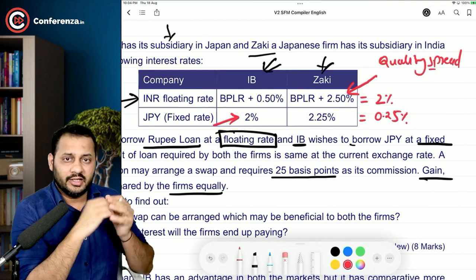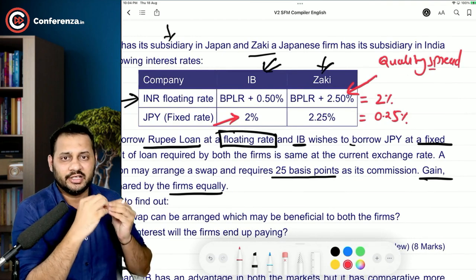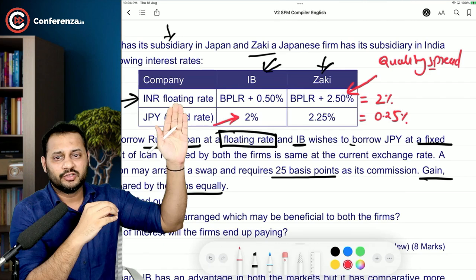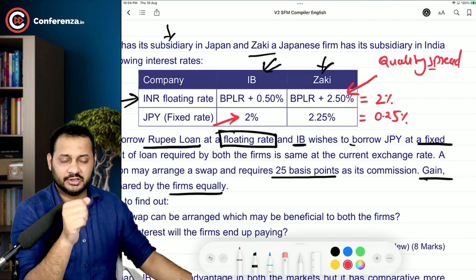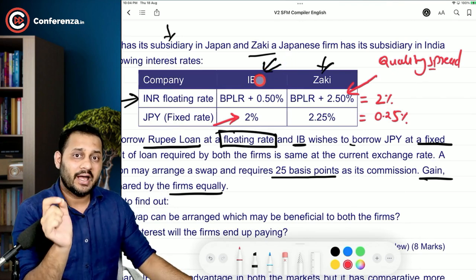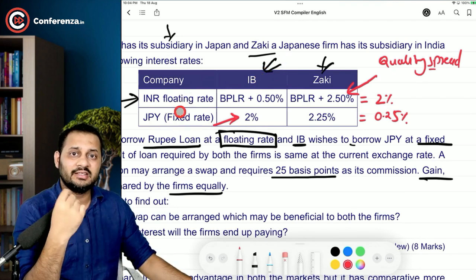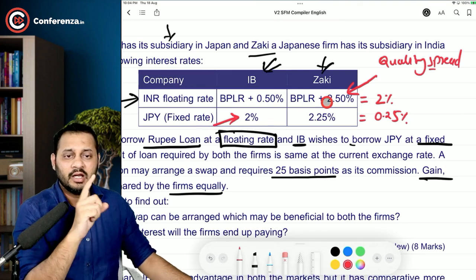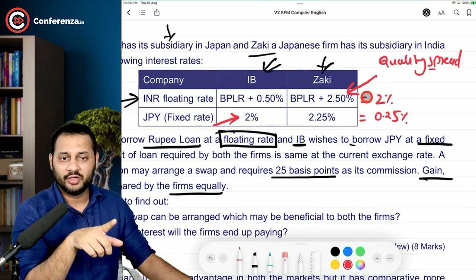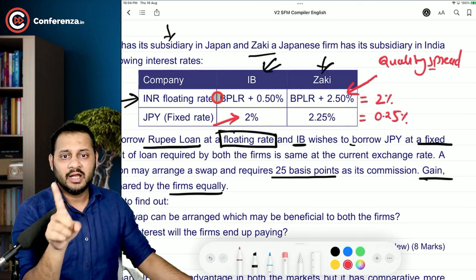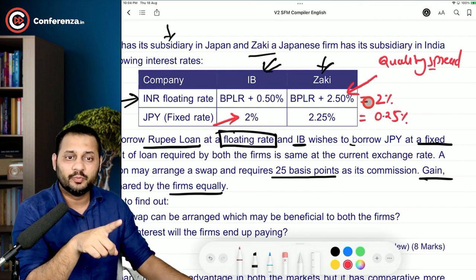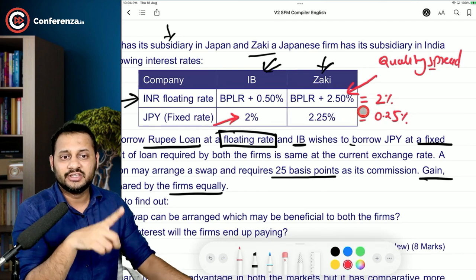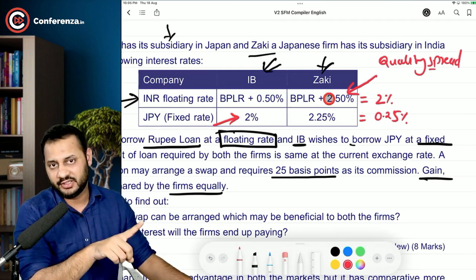Now, let me tell you one thing. IB is enjoying the advantage in both floating rate and fixed rate. This is called absolute advantage. But IB has a comparative advantage in floating rate rather than fixed rate. How come? IB has more advantage in floating as compared to fixed rate. IB has only 0.25% of advantage in fixed, but it has 2% of advantage in floating. So this is called comparative advantage.